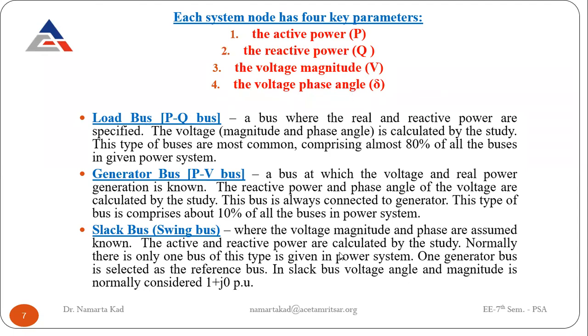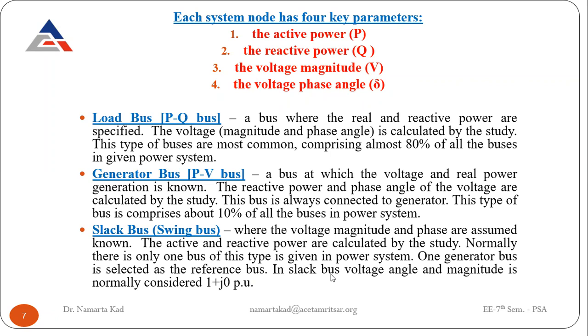Active and reactive power are calculated by the study. Normally, there is only one bus of this type in any given power system. In any power station or in any substation, the number of swing buses is always one. One generator bus is selected as the reference bus, or sometimes any generator bus is selected as the swing bus, or you can also call it the reference bus.